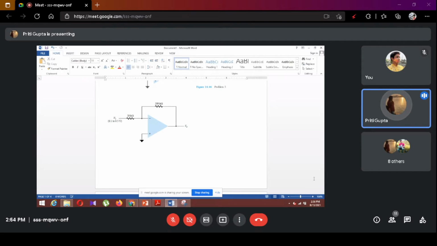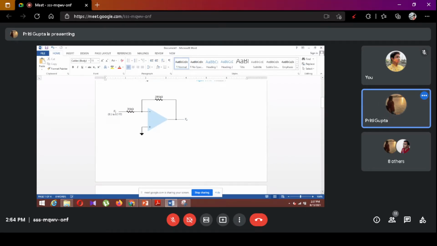So what are the answers? What is the range? From 1 to 5. Minus 1 volt to minus 5 volt. Yes, 200 divided by 20, that will be 100. Yes, 1 to 5 volt. Everyone got the same value?